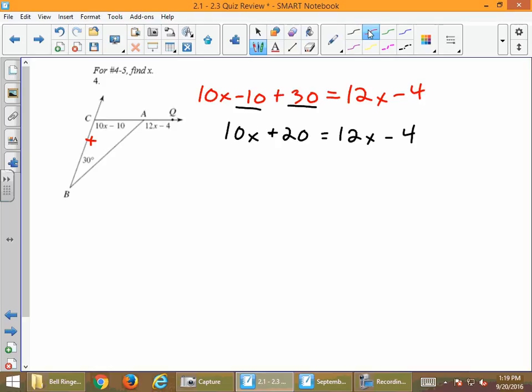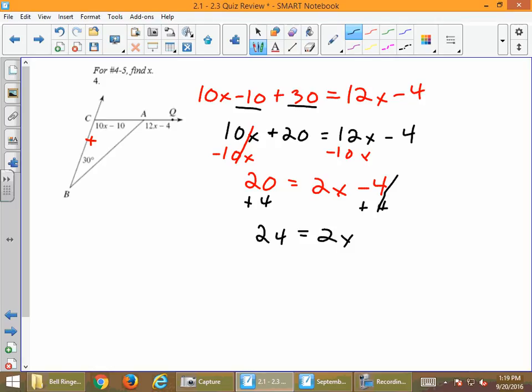No more combining I can do on either side, so I'm going to start moving the variables. The smaller one's the good one to move. Again, it doesn't matter. What do you want to stay positive? So 20 equals 2x minus 4.